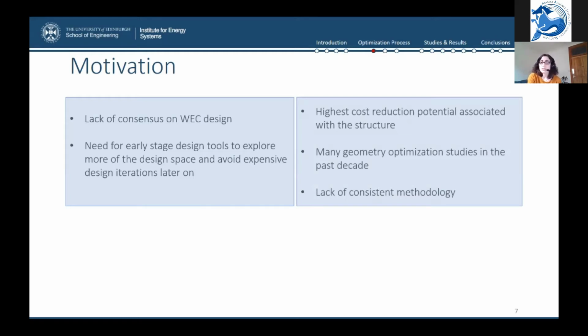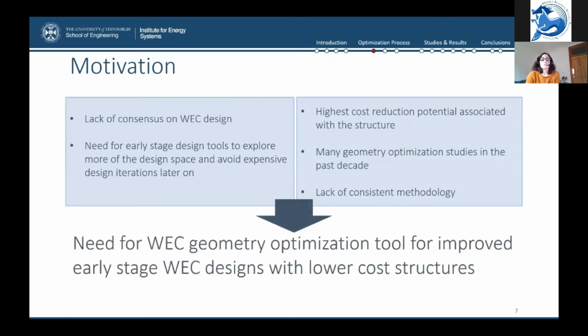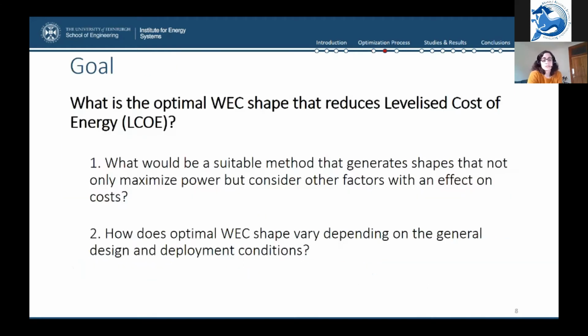However, there was a lack of consistent methodology in these studies. So if we bring these 2 points together, we can see that there is a need for wave energy converter geometry optimization tools to improve the early stage wave energy converter designs with the goal of reducing the cost of the structure. So the main research question that we are trying to answer basically is, what is the optimal wave energy converter shape that reduces the levelized cost of energy?